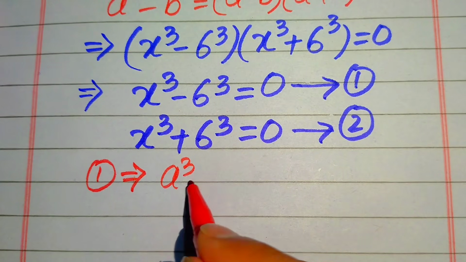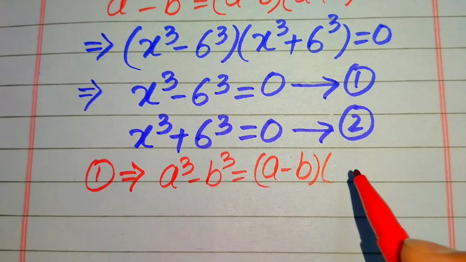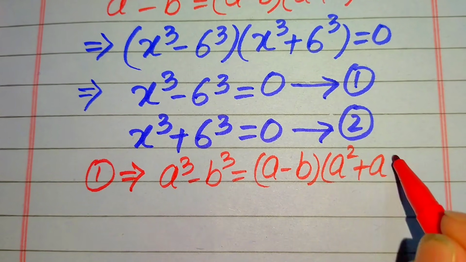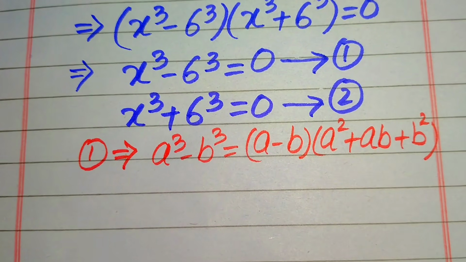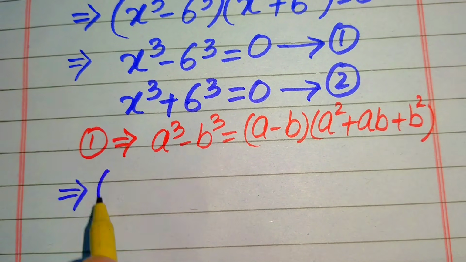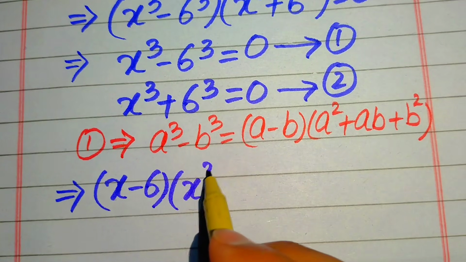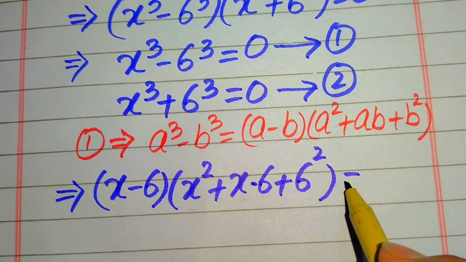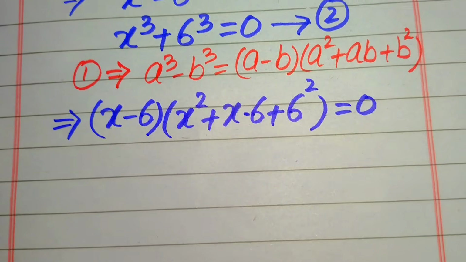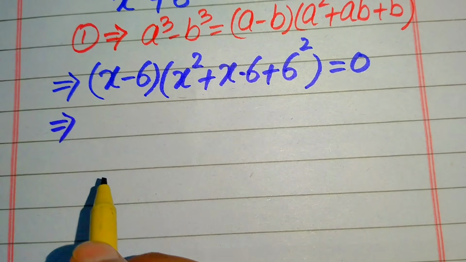And now in equation number 1 we apply here this nice cubic formula. You know that if we have a cubed minus b cubed equals to a minus b times of a square plus ab plus b square. So according to this cubic formula, we write our equation number 1 in this form. So we have x minus 6 times of x square plus x times of 6 plus 6 square, and this whole equation is equal to 0.